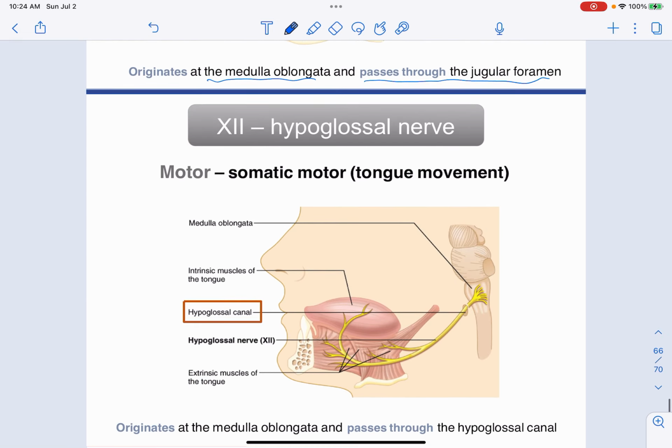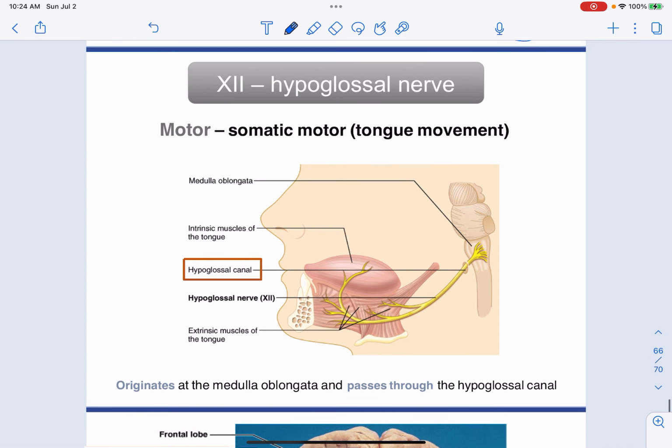The last nerve, the 12th cranial nerve, is the hypoglossal nerve. This is involved in motor information, somatic motor. It is involved in tongue movement. It also originates at the medulla oblongata, and this nerve passes through the hypoglossal canal to get to those tongue muscles.